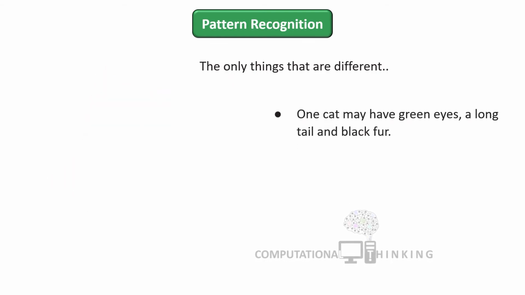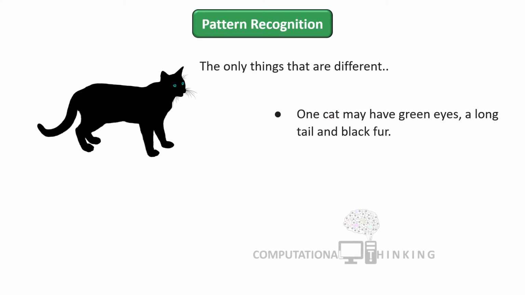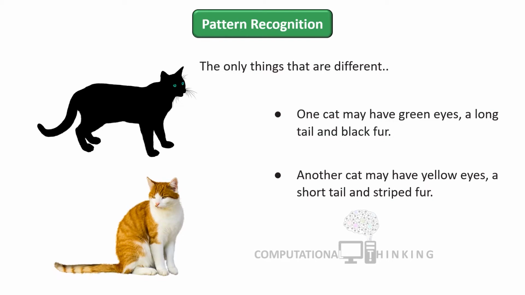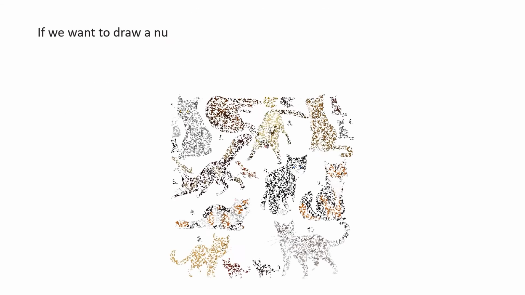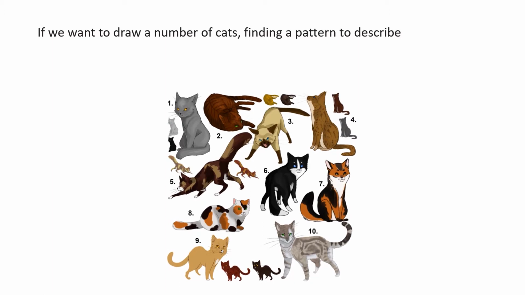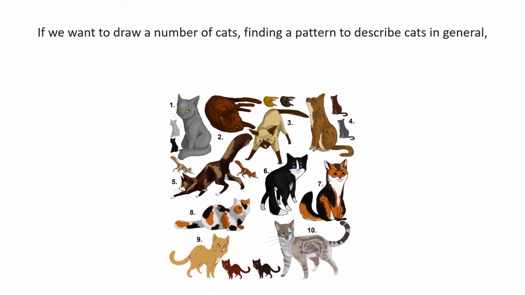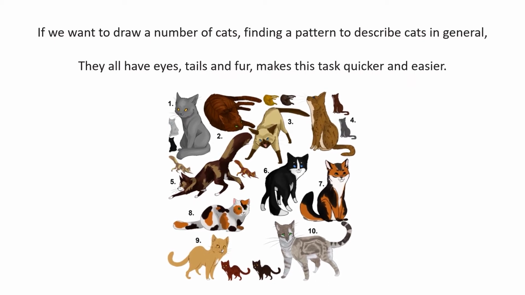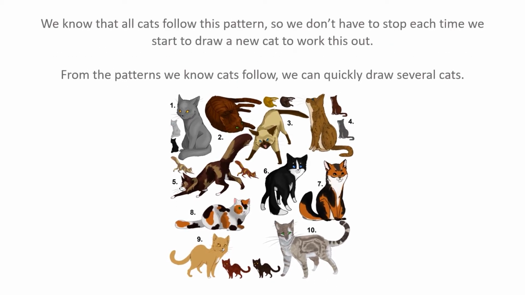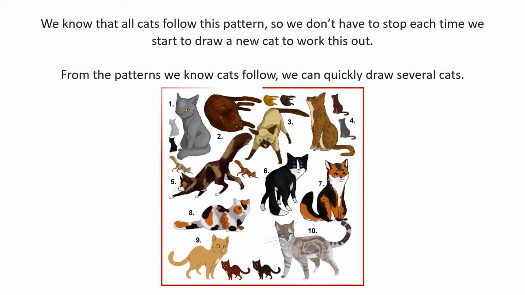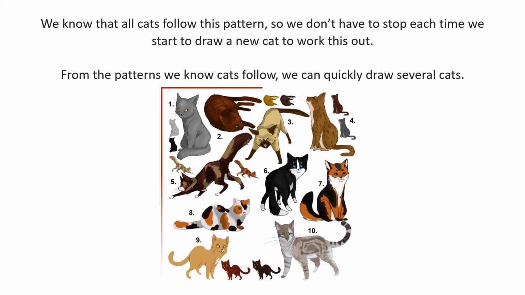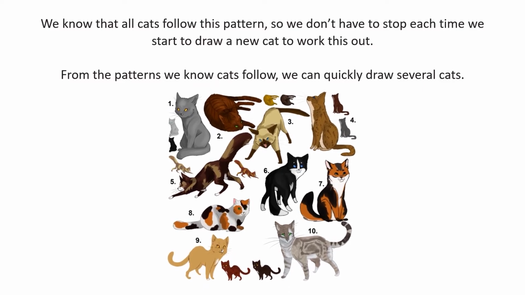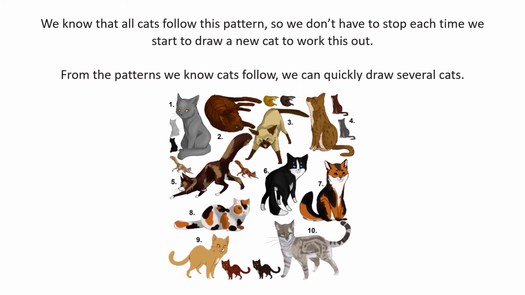One cat may have green eyes, a long tail, and black fur. Another cat may have yellow eyes, a short tail, and striped fur. If we want to draw a number of cats, finding a pattern to describe cats in general, for example that they all have eyes, tails, and fur, makes this task quicker and easier. We know that all cats follow this pattern, so we do not have to stop each time we start to draw a new cat to work this out. From the patterns we know cats follow, we can quickly draw several cats.